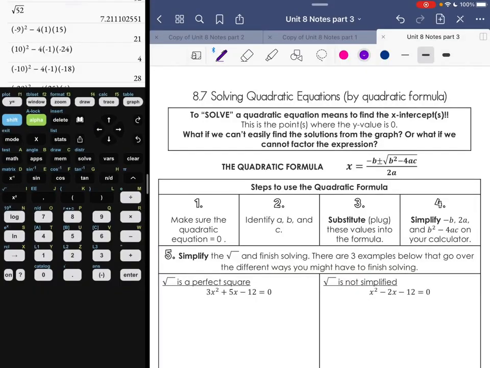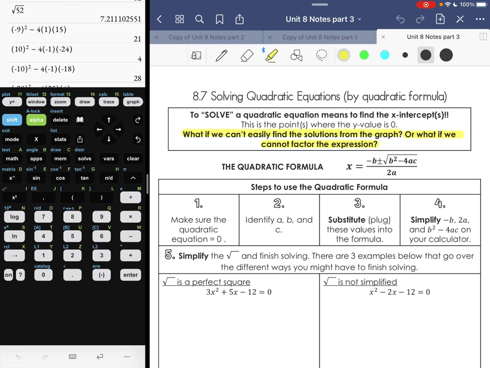8.7 is the lesson over solving quadratic equations using the quadratic formula. As we have previously mentioned in this box, to solve a quadratic equation means to find the x-intercept. This is the point where the y value is 0. But sometimes we can't find the solution from the graph, which we talked about when we did factoring, and the expression can't be factored. So that means we need to have another method for being able to solve these equations.